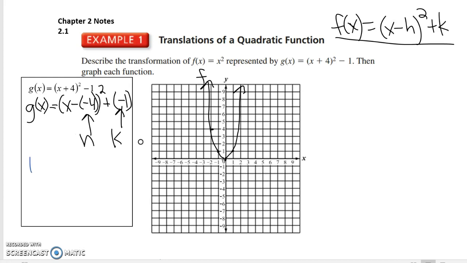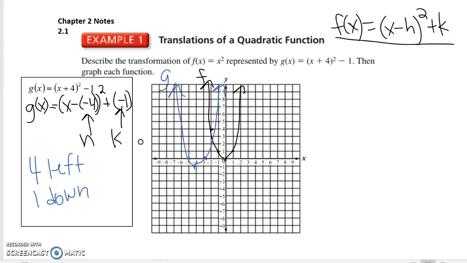This means that I'll be going 4 units to the left and 1 unit down. So I'm going to move all my points of my original function f, 4 left and 1 down, and then I'm going to graph my g of x function.